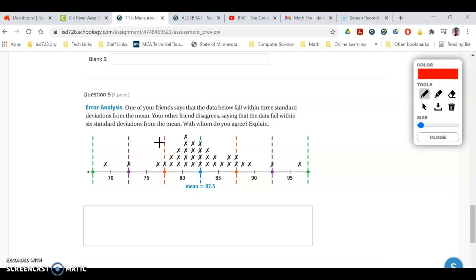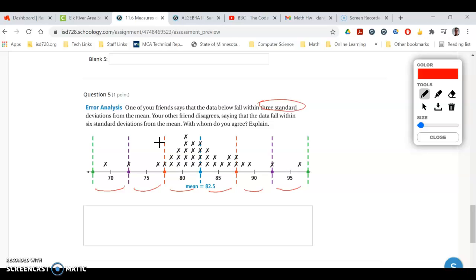Okay, so question number 5 here. We've got two friends disagreeing whether or not these numbers are covered by 3 standard deviations or 6. The argument for 6 is that there's 6 of these gaps, like 1, 2, 3, 4, 5, and 6. There's 6 regions, I guess. But it's actually only 3 standard deviations. So the friend that says 3 standard deviations, that person's right.